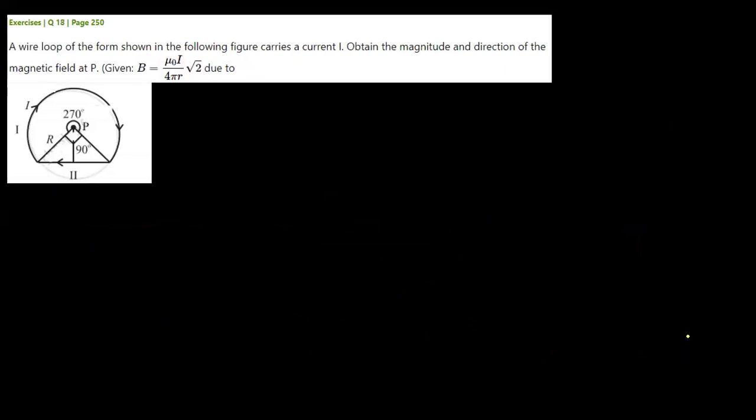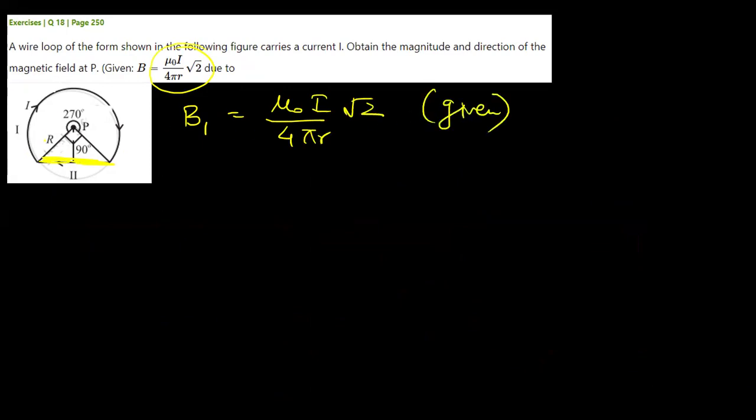Next, a wire loop of the form shown in the following figure carries a current I. Obtain the magnitude and direction of the magnetic field at P. So if you see very carefully, there is one straight wire. The magnetic field due to the straight wire is this, which I'm shading here. This is the straight part. For the straight part, the magnetic field is given as mu naught I upon 4 pi r into root 2. This is given to us in the question.